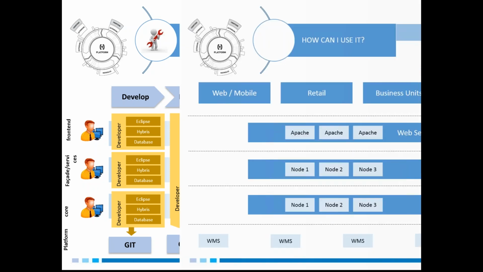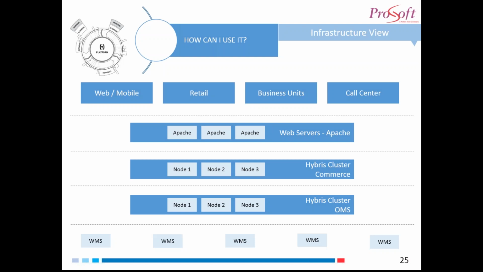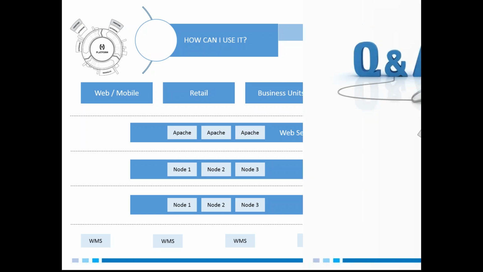So this is our infrastructure view. We have a top client here, and then we have all the Apache servers. Underneath we have a Hybris commerce cluster. Then we have order management, then warehouse management. So this is just a logical view. As we move forward, we will see that within our organization there are many things, but this will come very close to how we can lay out our infrastructure.